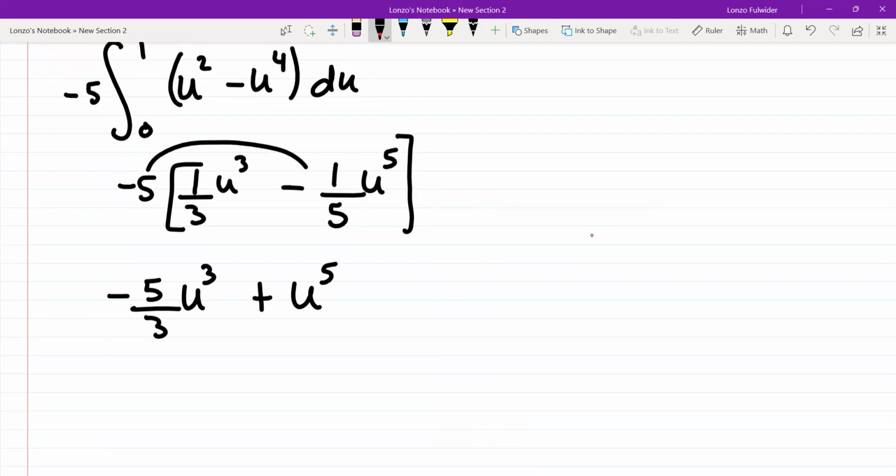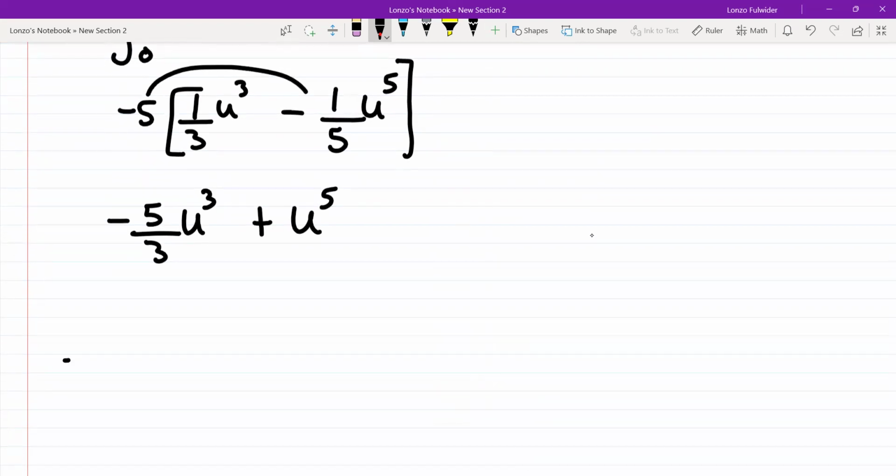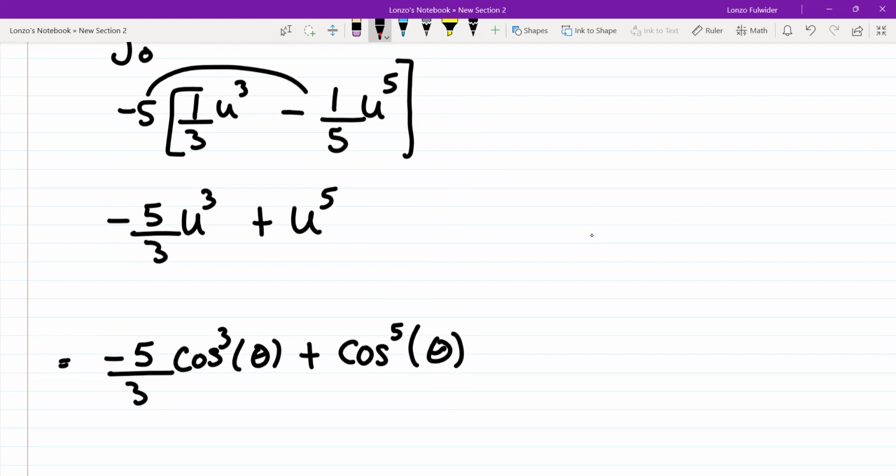And what did we say our u was? Our u was cosine. So it's cosine cubed of theta plus cosine to the 5th of theta. Now, is this our final answer? No, because first we have boundaries, and second, our final answer has to be in x. We have theta, right? So before I put my boundaries, we gotta draw the triangle first.